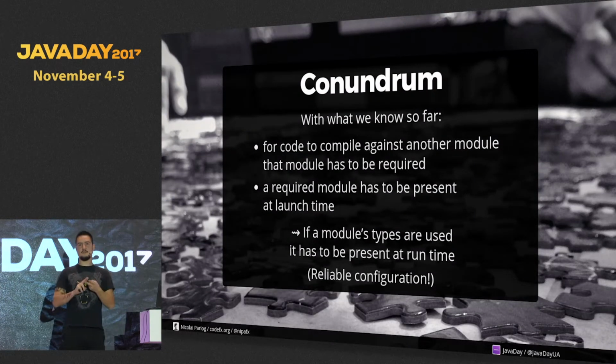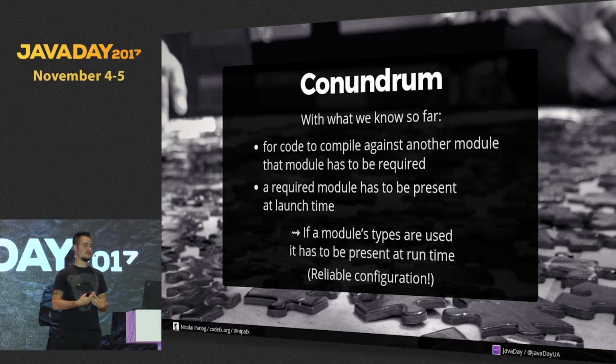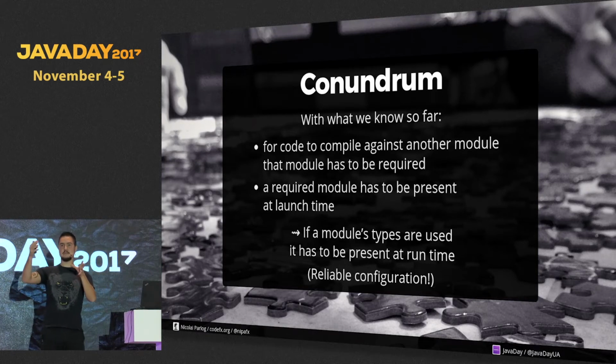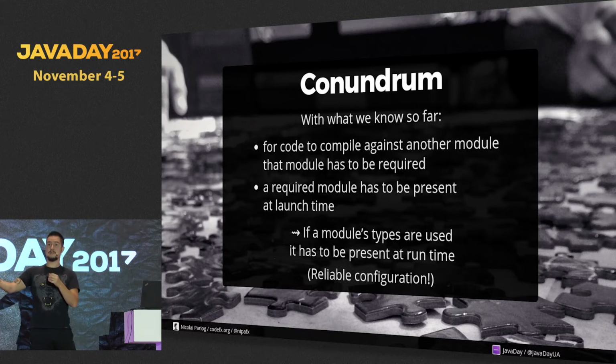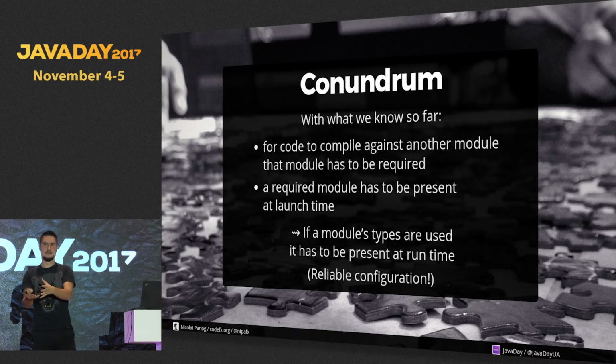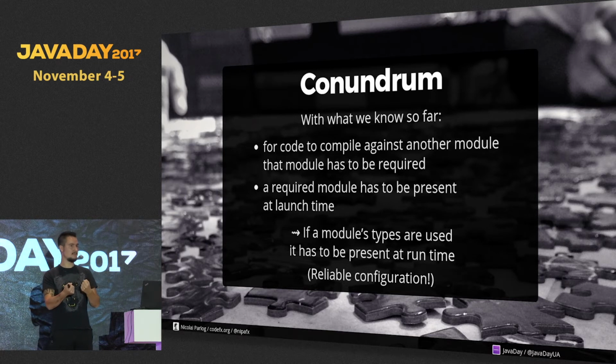The problem for both of these use cases is, with what we know so far, if your code is going to compile against that Guava code or against that code of the library that might be absent, then you have to require it. But if you require it, it has to be there at runtime. So you cannot really solve this with what we know right now. If you require it, it has to be there at runtime. If you don't require it, you can't compile against it, at least not easily.